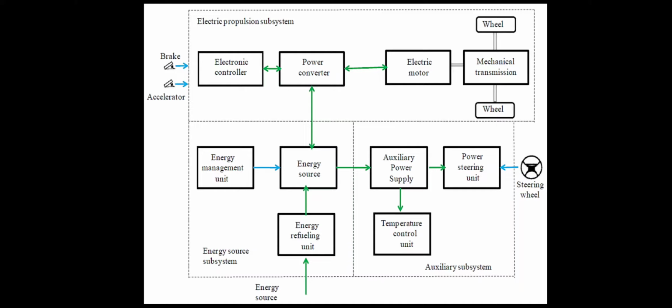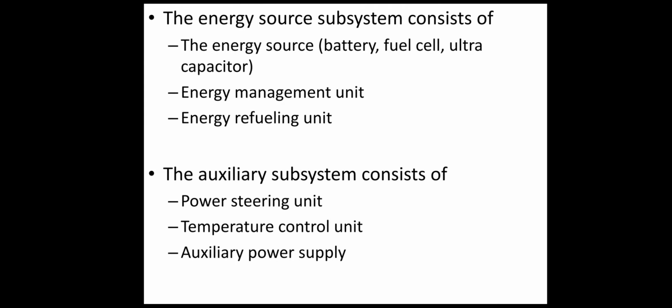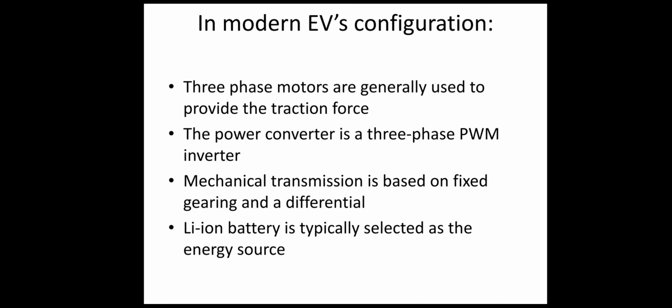The auxiliary power supply provides the necessary power with different voltage levels for all EV auxiliaries, especially the temperature control and power steering units. So this is the general diagram of the EV. Here the major subsystems are the electric propulsion system, the energy source subsystem and the auxiliary subsystem.